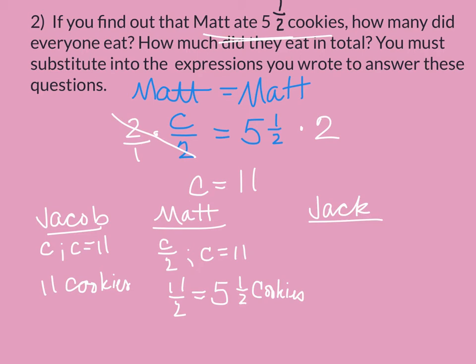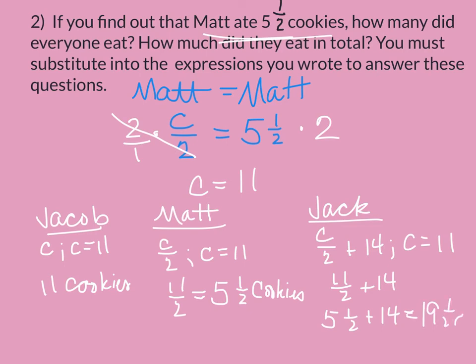And finally is Jack. The expression we wrote for Jack's number of cookies is C divided by 2 plus 14. We know that C is equal to 11. 11 divided by 2 plus 14. 11 divided by 2, we just did this one, it's 5½, plus 14. So 14 plus 5 is 19, plus that other half. So that equals 19½ cookies. Oh, I understand why there's a half a cookie now. Jack and Matt must have shared the last one.